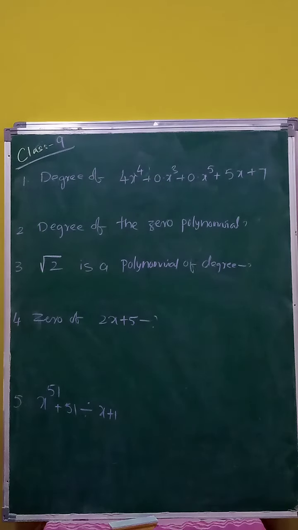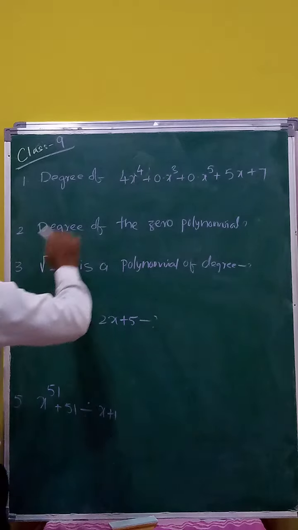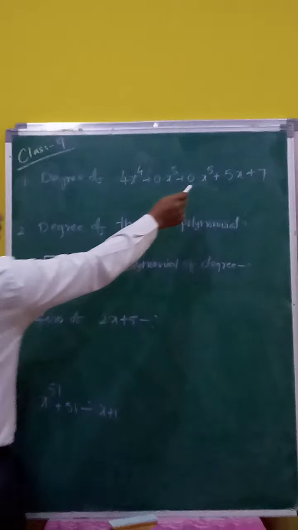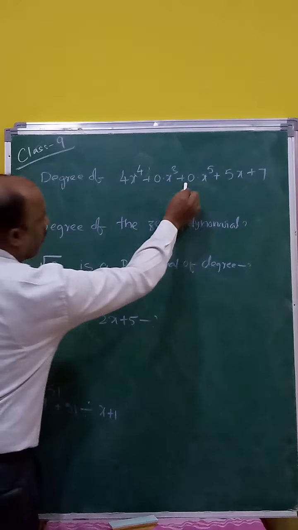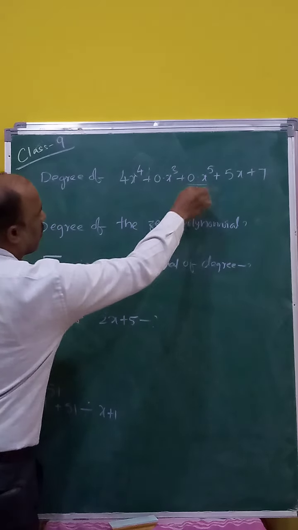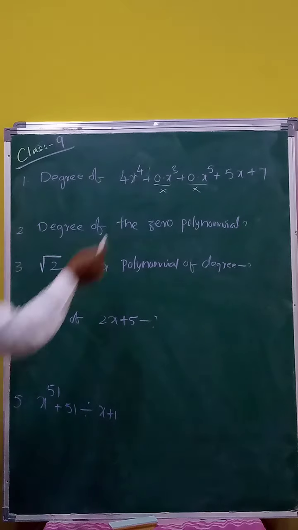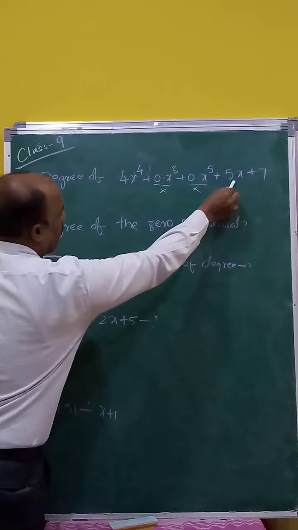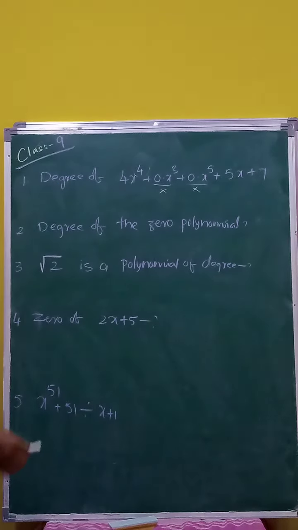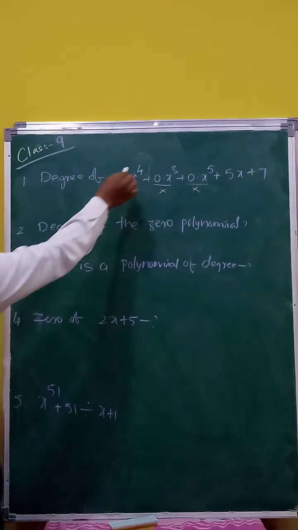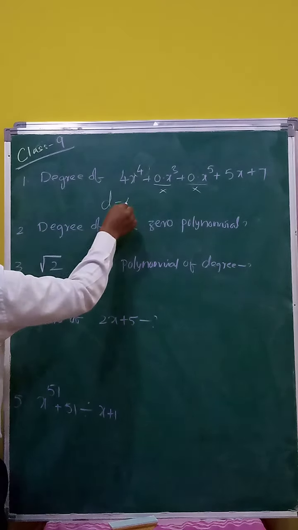What is the degree? We know that it is the highest power or highest exponent. The highest exponent appears to be x⁵, but 0 into x⁵ is 0 only. And 0 into x³ is also 0. What is remaining? 4x⁴ + 5x + 7. In this, which is the highest power? The highest exponent is 4. Then the degree is 4.